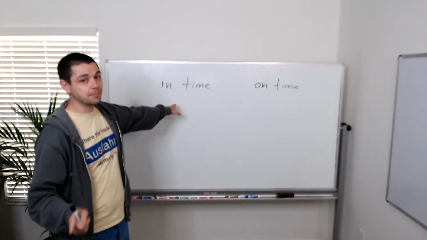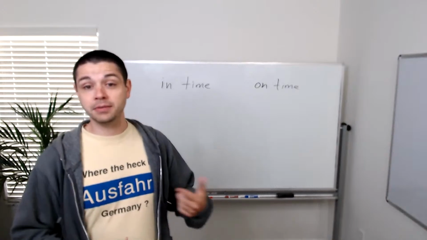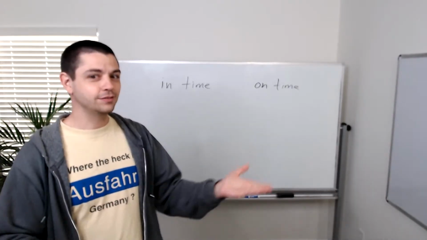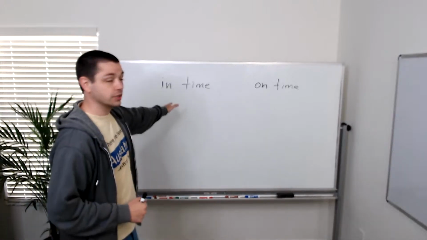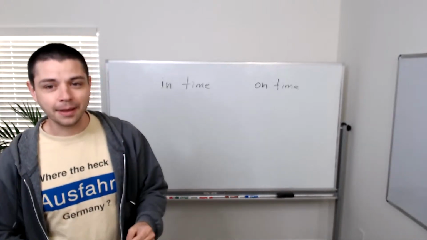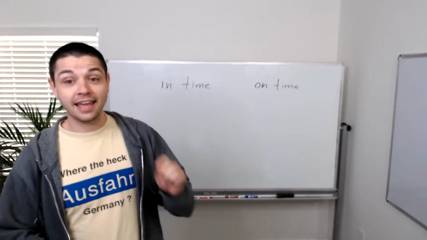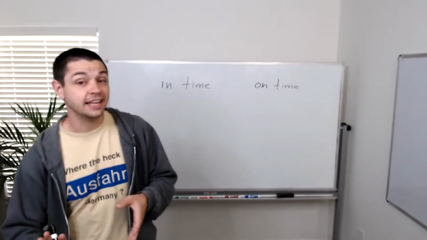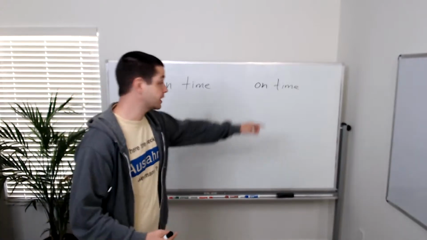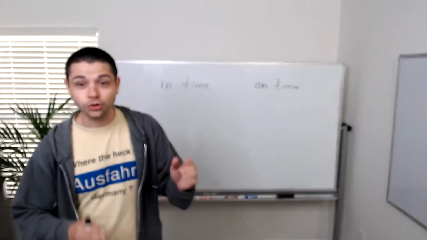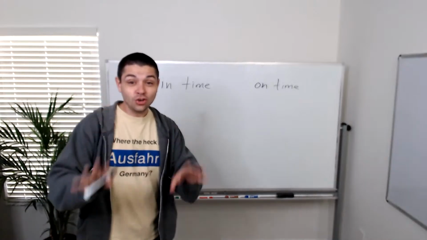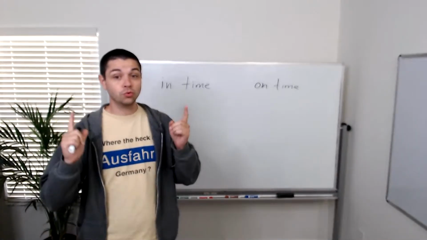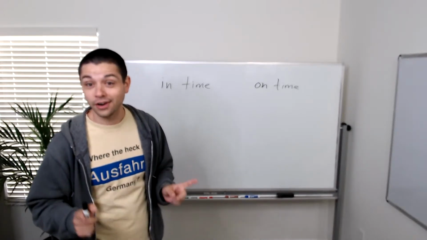But in time means something different. In time means that you have enough time to do the thing that you wanted to do. So, for example, your exam starts at 8 a.m. So if you want to be on time, you should arrive at 8 a.m. But you arrive at 8:05, 5 minutes after 8. So you are late. You are not on time.